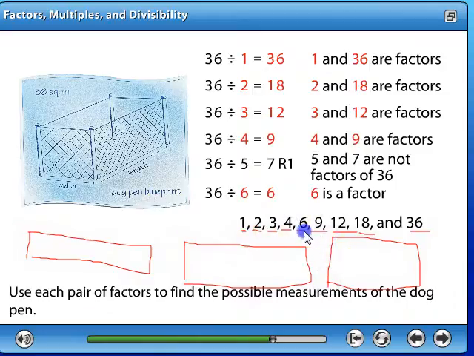Okay, and 6 and 6, you only see 6 listed once, but up here we see 6 times 6, or 36 divided by 6 will give you 6. You only list a factor once, so even if you need it twice, you only list it once in your data set or your set of numbers.